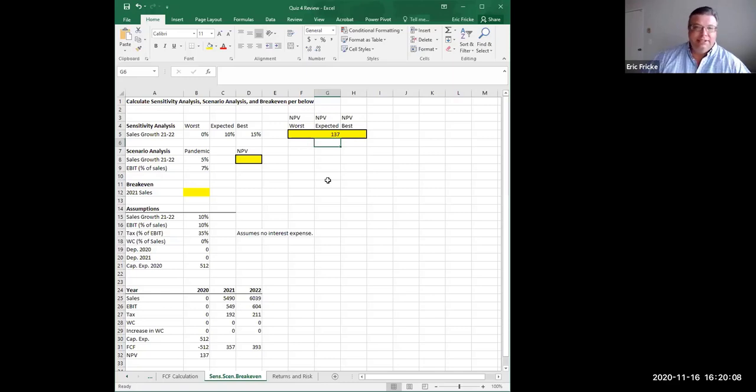So the goal now is let's find out what the NPV is in the worst case scenario at 0%, put that NPV in the table, and then recalculate using the best case scenario of 15% sales growth, and then put that one in the table too. And then we'll be done the sensitivity analysis.